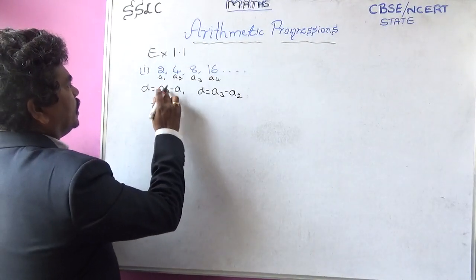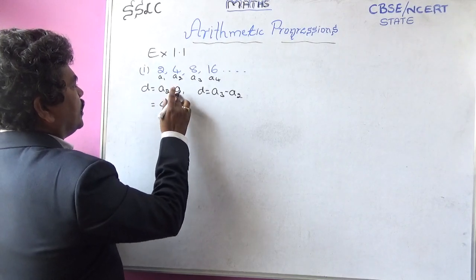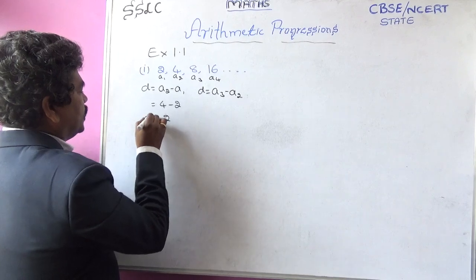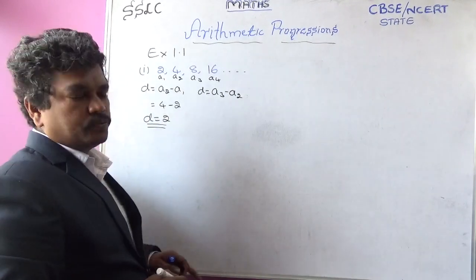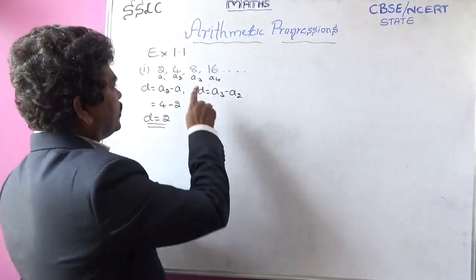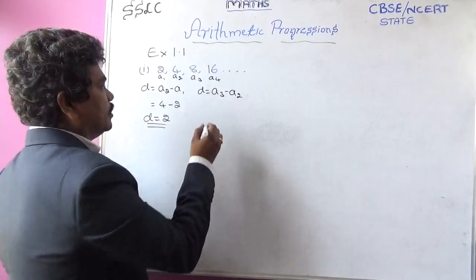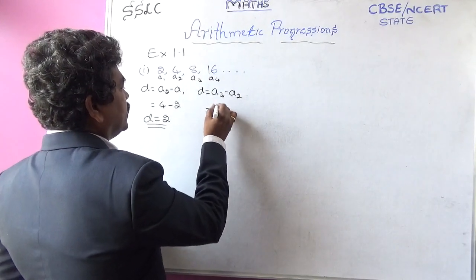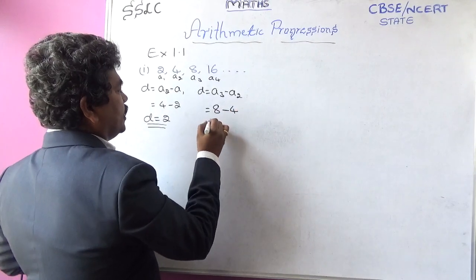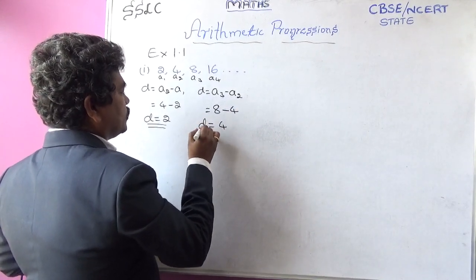Here A2 is 4 minus A1 is 2. 4 minus 2 gives you 2. Here the value of D is 2. Now we have to find the difference between the third term and the second term. What is the third term here? 8 is A3, minus the second term, 4. 8 minus 4 is equal to 4.